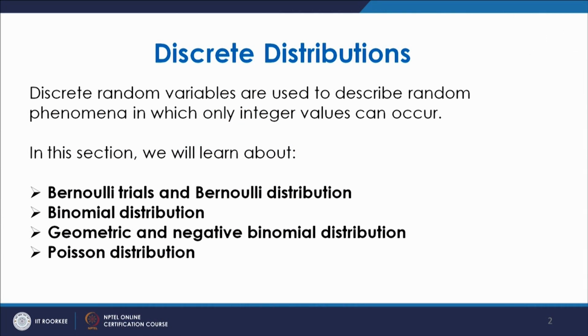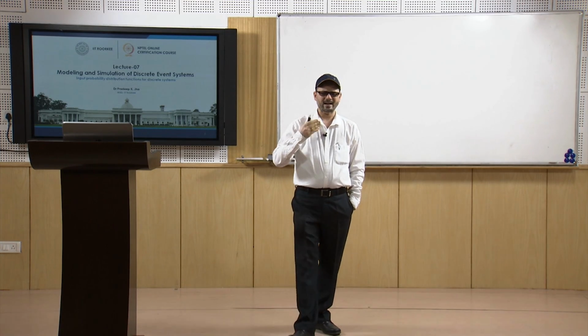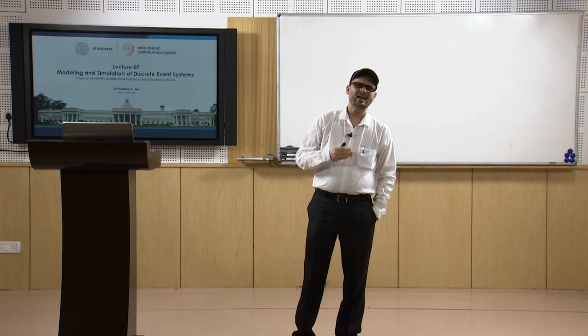As we know, discrete random variables are used to describe random phenomena in which only integral values occur. In many cases when we talk about discrete systems, you have the probability of having certain discrete values, and every value has a certain probability associated with it.